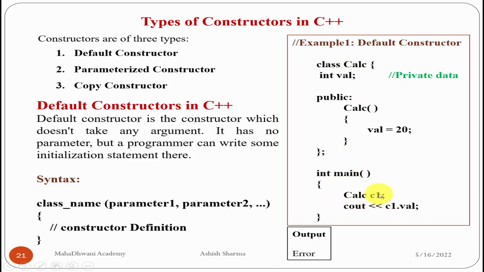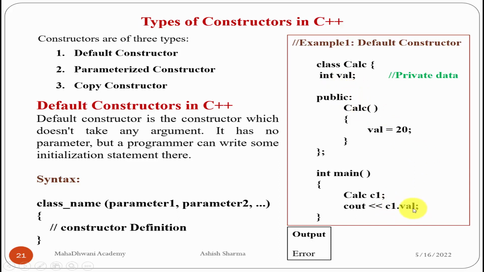And c1 is the object name. This is a user defined data type we already discussed in the class and object section. So if you want to learn this particular class and object concept, you should watch lecture number 1. So here we will see cout c1.val. c1 is the object of the class and val is the data member of the class calc.